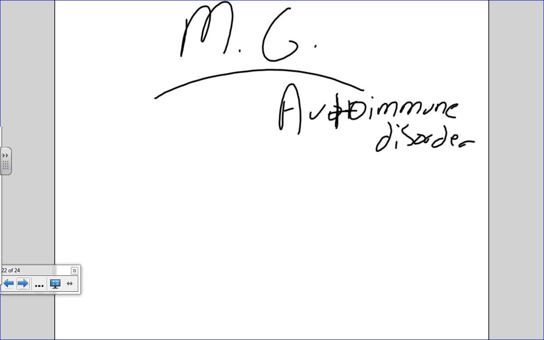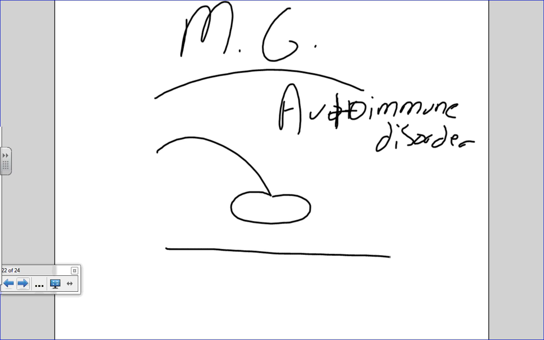Sorry, talking and writing isn't always easy sometimes. It's an autoimmune disorder. What they found is that it takes place at the neuromuscular junction. Okay, so let's say we got muscle here. Now what they found is that people develop what are called autoantibodies. Remember, auto meaning self. So if you develop antibodies against yourself, that means your immune system is targeting one of your own tissues. That's not good.